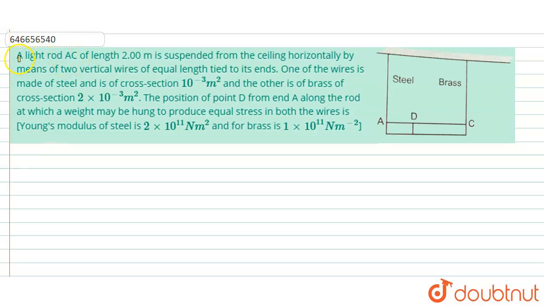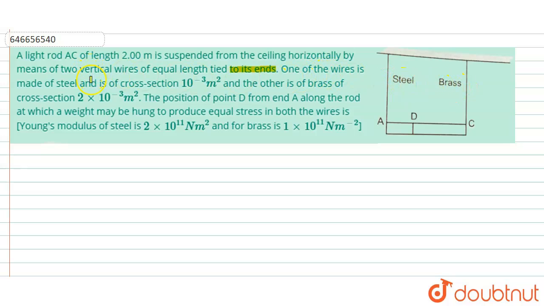Hello everyone, let us try to solve the given problem. The given problem simply states a light rod AC of length 2 meter is suspended from the ceiling horizontally by means of two vertical wires of equal length tied to its ends. You can see here this is a rod AC and it is tied to two wires. One is steel and the other is made up of brass.